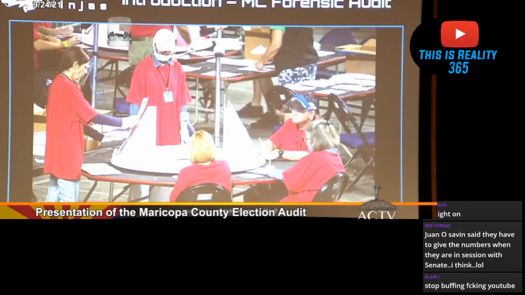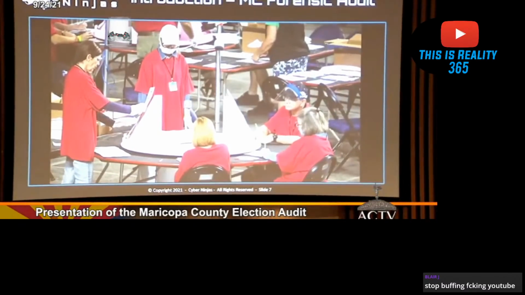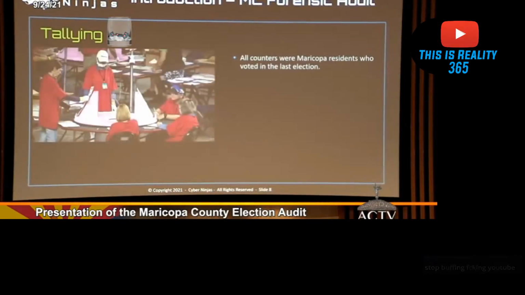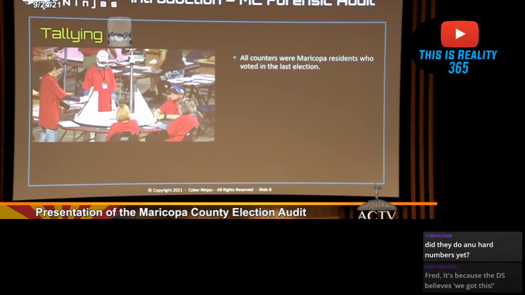So this is one of our tallying tables. What you can see in the middle is actually a lazy Susan. You'll notice that there's 3 counters around the table. There's someone who's loading, and someone who's unloading. So all counters were Maricopa residents who specifically voted in the last election. We wanted to make sure that if anyone was involved in this very important action, that they had skin in the game, and they were local.